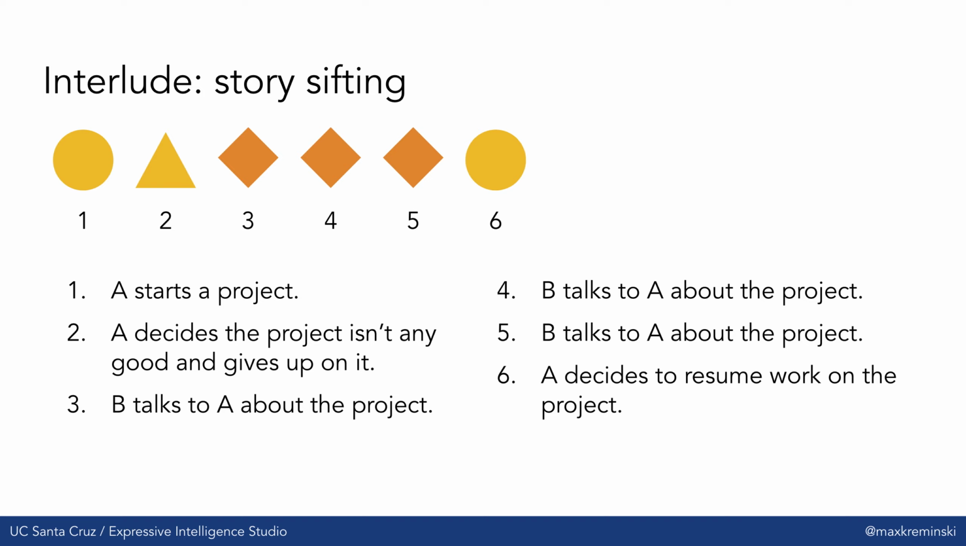So in this case, the micro-story we look at might be: a character A starts a project, the same character decides the project isn't any good and gives up on it. Then a second character, B, comes along and talks to them about that project several times, and because of B's interest, A finally decides to resume work on the project.